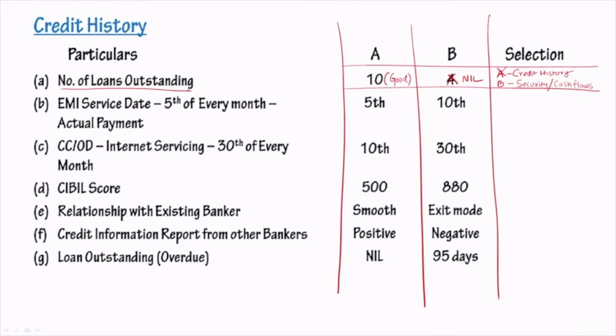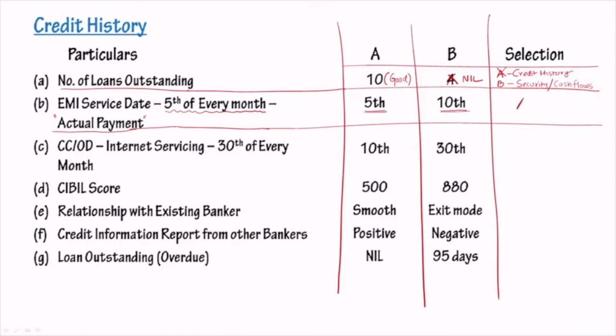Let's say there is another parameter which the bankers are going to look at, that is EMI service date. We know that when bank gives loan, those loans have to be repaid on a fixed date. Let's say for both the customers, already they have taken a loan, both the customers, they are supposed to pay their EMI, that is equated monthly installment, on the 5th of every month. Let us see when they are actually making the payment. Mr. A is making the payment on 5th itself, whereas Mr. B makes payment only on 10th.